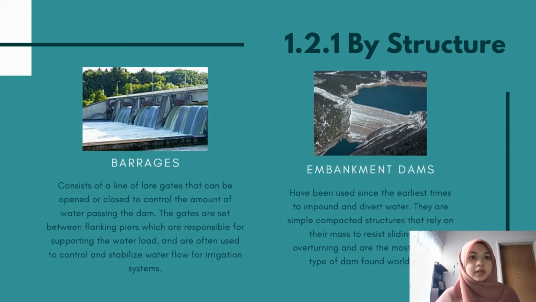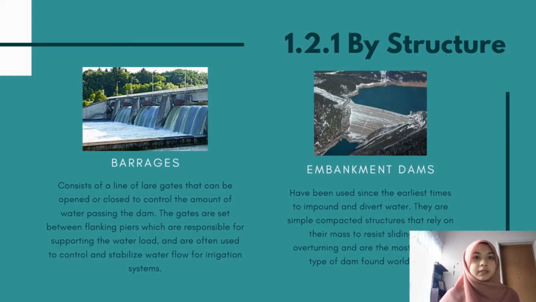Next is barrages. A barrage dam is a special kind of dam which consists of a line of large gates that can be opened or closed to control the amount of water passing the dam. The gates are set between flanking piers, which are responsible for supporting the water load, and are often used to control and stabilize water flow for irrigation systems.